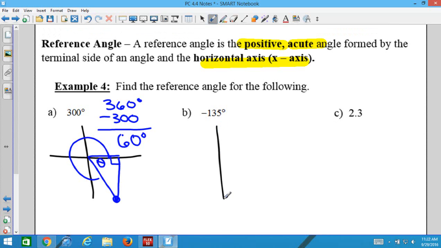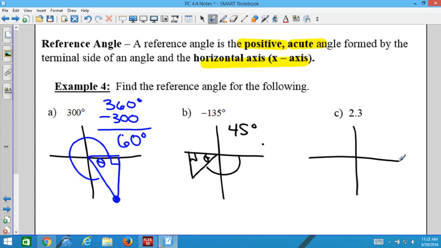So for this one, we had negative 135 degrees. That was like to here. And then we draw to the x-axis what's left over. 45 degrees. Good. Okay, for this one, 2.3. Remember we had that picture where we had it just in radians rather than radians that have the pi symbol in it. And you guys know from here to here is how many radians?